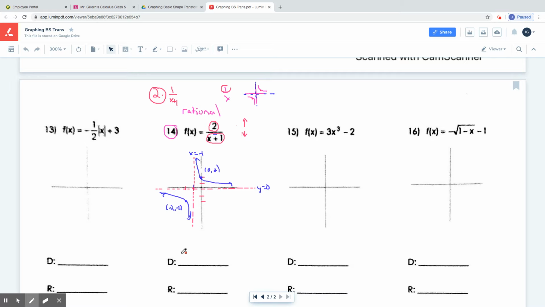So you got to be careful with your domain and your range here. Your domain is -infinity to whatever your vertical asymptote, which in this case is -1, union -1 to infinity. Then the range is the same thing, but to your horizontal asymptote, which is -infinity to 0, union 0 to infinity.